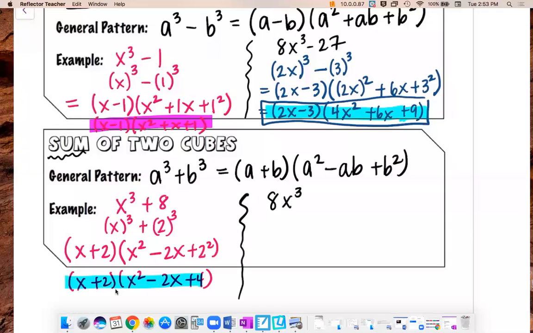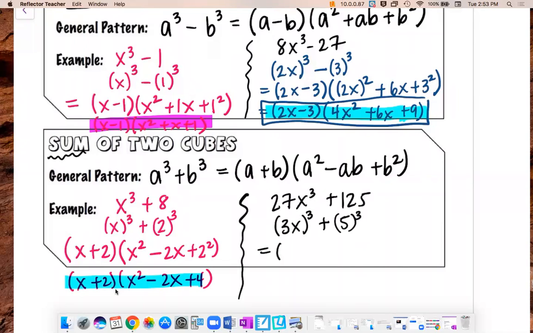8x cubed, let's see, oh, that's not what I wanted to do. I already did that one. Let's do 27x cubed plus 125. Okay, so the first thing you have to find is your a and your b. So I know 3 cubed is 27, so my a is going to be 3x. And then I know 5 cubed is 125, so the b is 5.